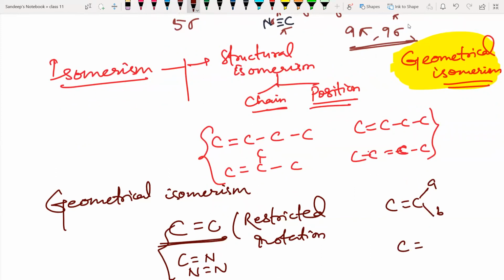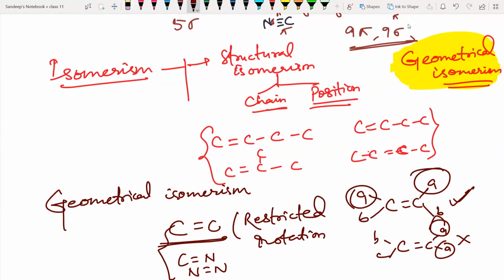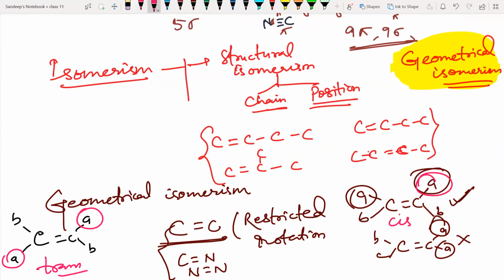Suppose if you have two same groups, then it will not show geometrical isomerism. So keep this in mind. If the groups are on the same side, then it is called cis. If the groups are on the opposite side, then they are called trans. So I will give you a beautiful trick of cis and trans. If the groups are on the same side, it is called cis form. And if the groups are on the opposite side, then it is called trans.